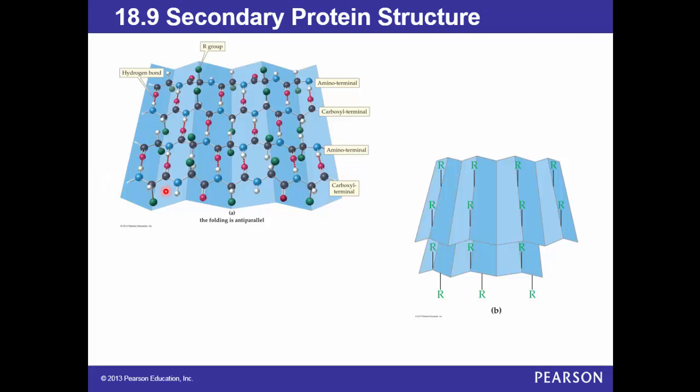And this is the zigzag structure that results from forming hydrogen bonds and the presence of R groups at the top, alternating up and below the sheet. This is called beta pleated sheet, you see. Here you see the R group, the hydrogen bond, the amino terminal, carboxy terminal, amino terminal, carboxy terminal, etc.